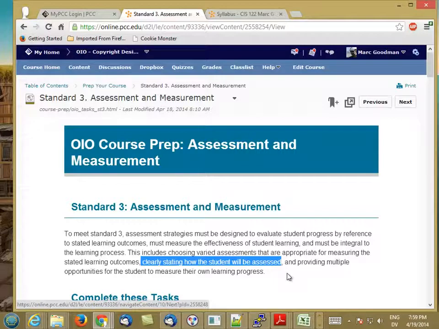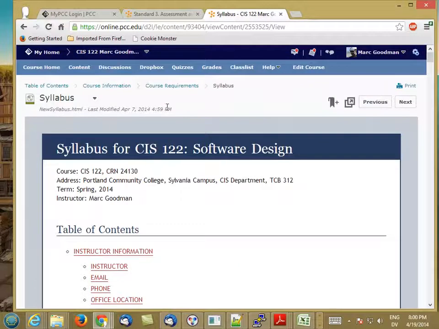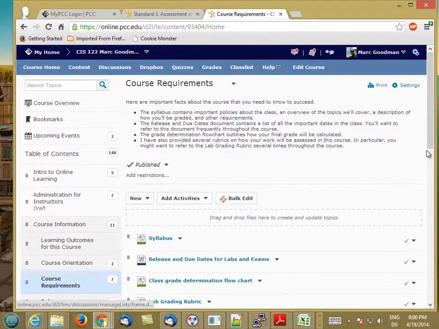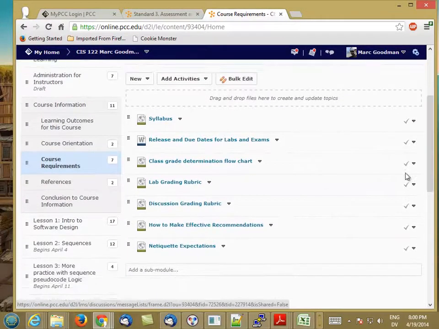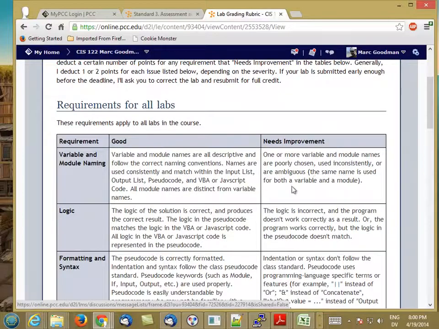So one of the things that your students are going to be concerned with is, when I turn this assignment in, how is the teacher going to grade it? And there are a couple of ways of communicating to the student clearly what your standards are in assessing their work. One of the ones that I think is particularly handy is to create rubrics that describe in detail how the work will be assessed. So for example, in my software design course, I have a number of different rubrics that cover, for example, my lab grading rubric. Here are all the standards that I'm going to use to judge their work.